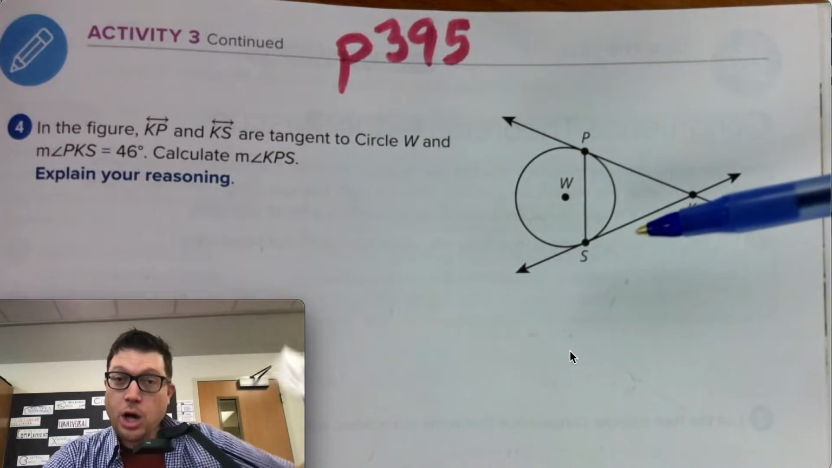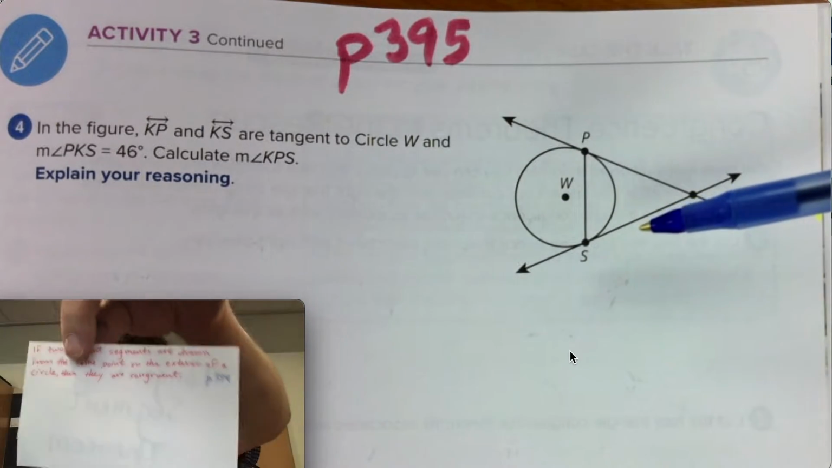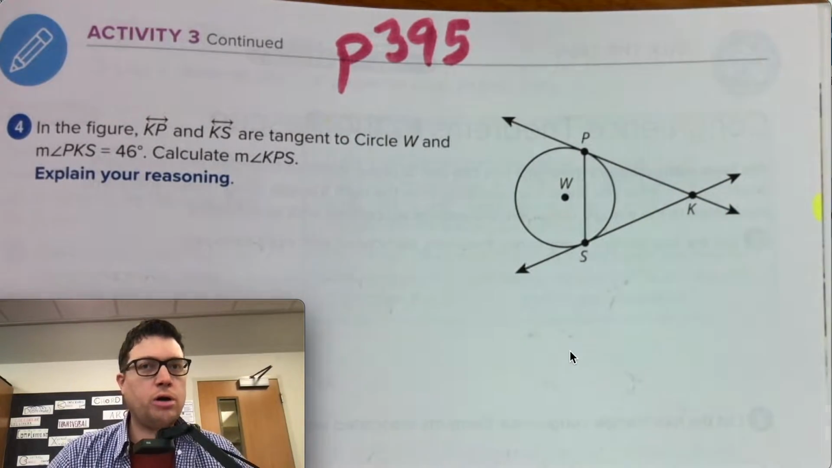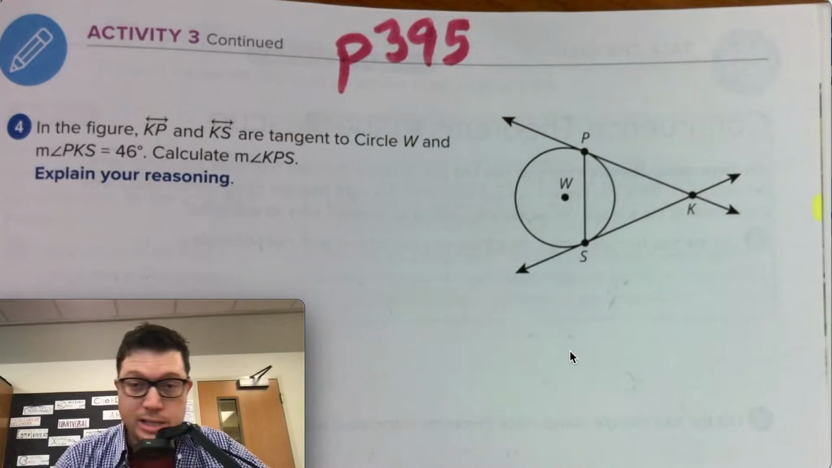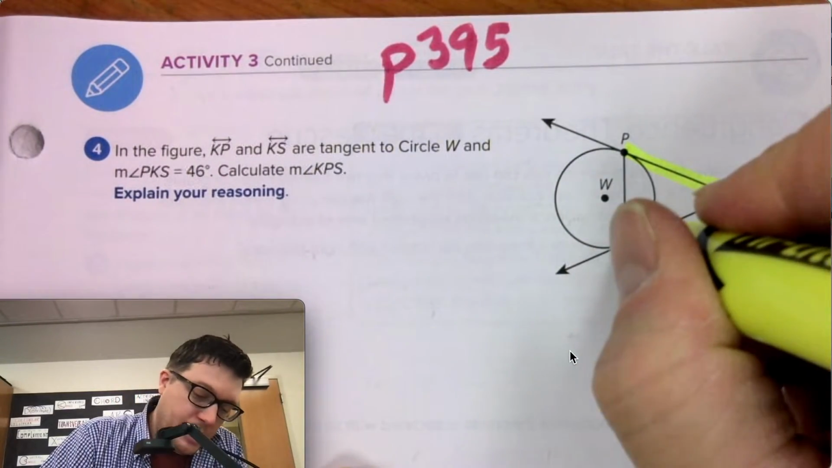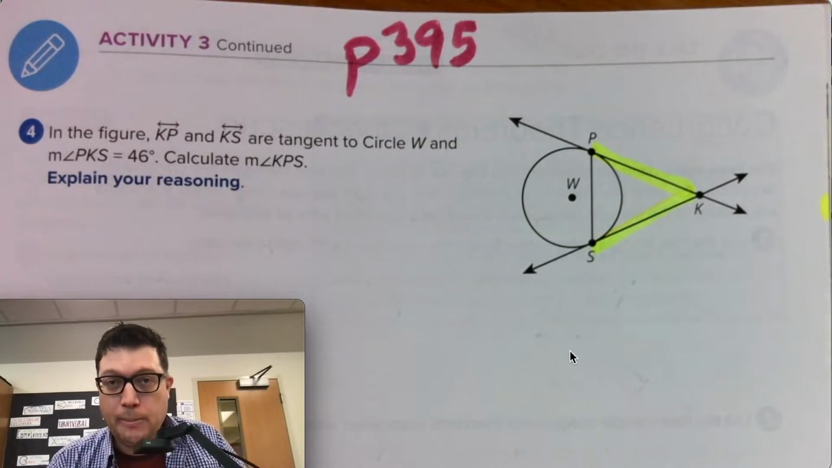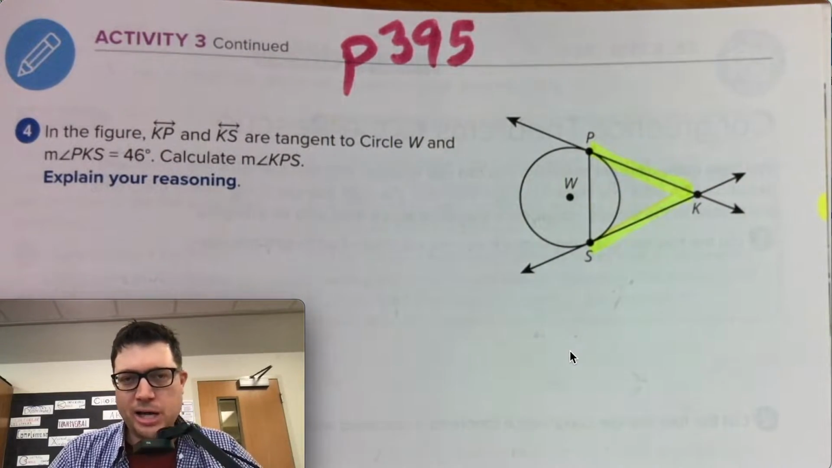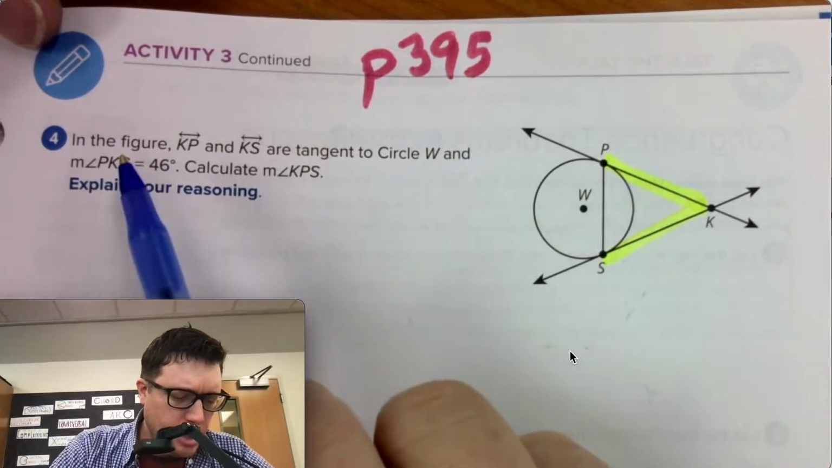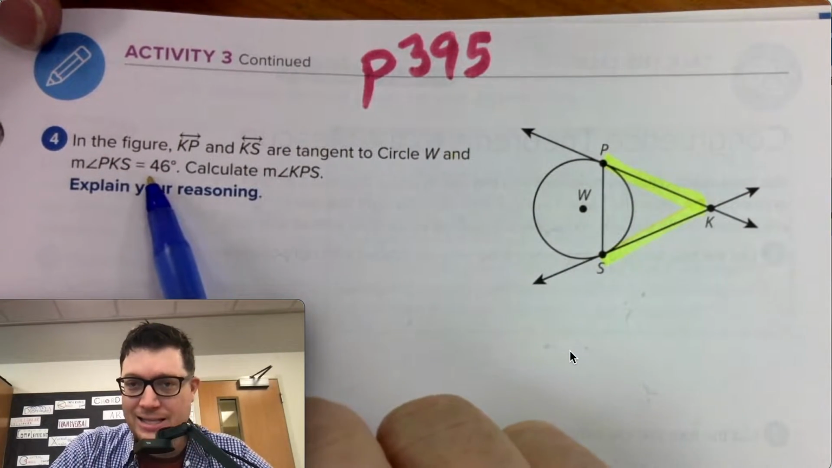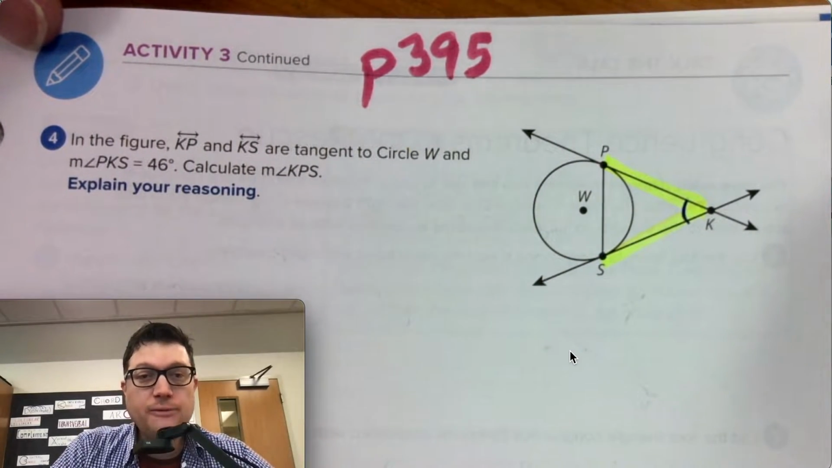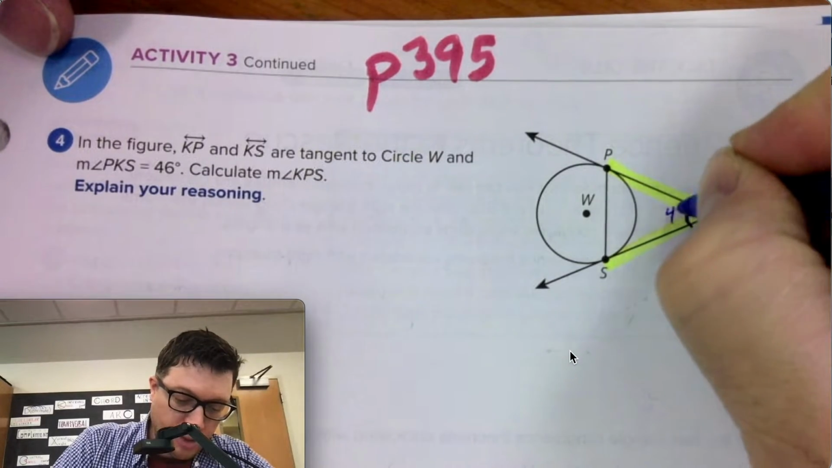So I did make a card that'll remind us that if you have tangent segments of a circle, then the tangent segments will be congruent if they're drawn from the same point. So for example, in number 4, PK and SK are the same, because they are tangent segments drawn from the same spot. So now we can say circle W, angle PKS, so this angle, has a measure that is 46 degrees. So drop in a 46.